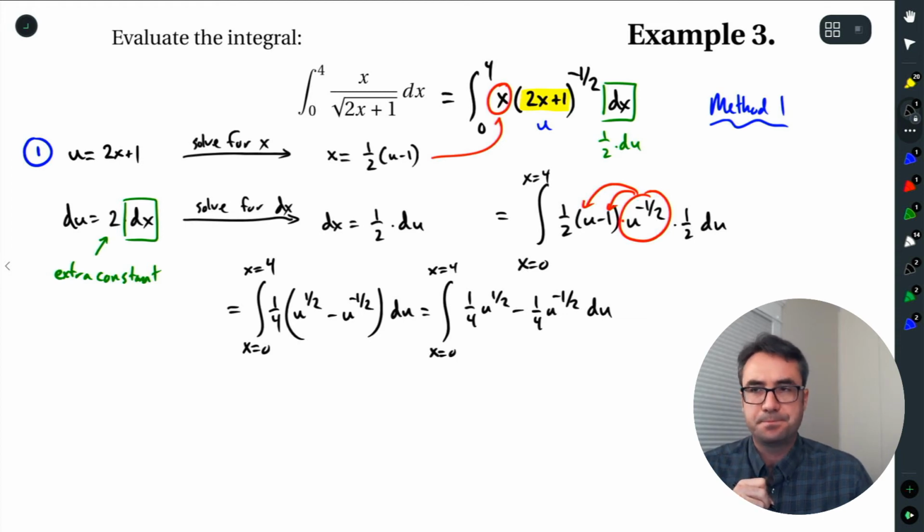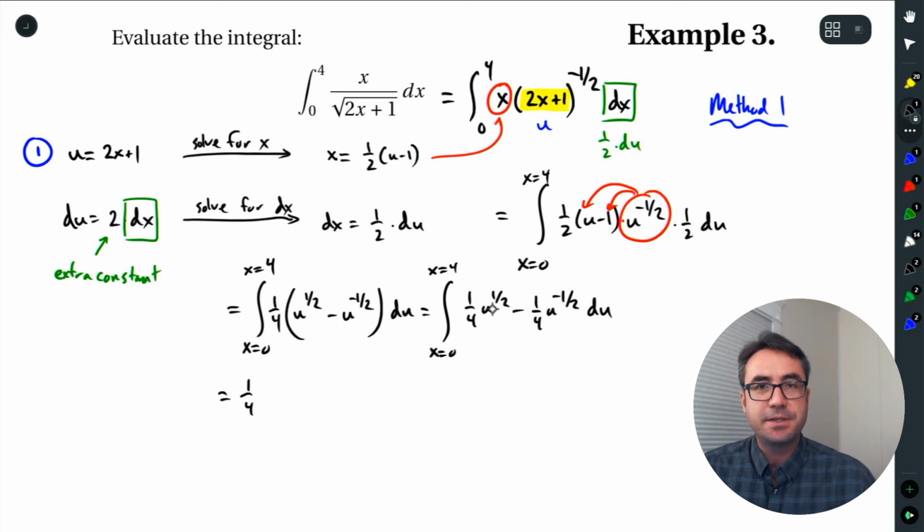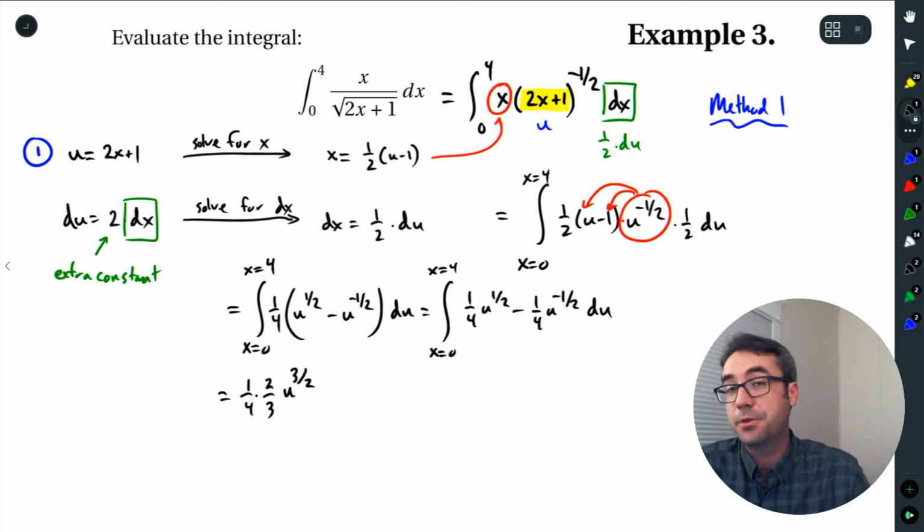There we go. All right, so now let's integrate each of these individual terms just using the power rule. So the first term here, I have a 1/4, so that's going to stay in front. Let's integrate this u raised to the 1/2. So our variable is u. We add 1 to the exponent, takes us up to 3/2. Take that exponent, flip it, put it in front. So we have 1/4 times 2/3 times u to the 3/2.